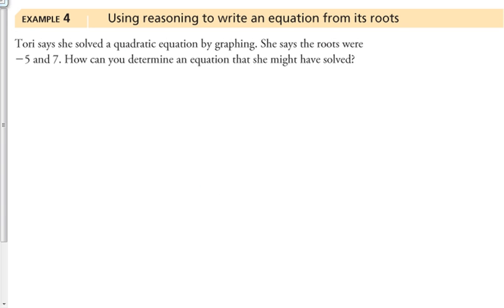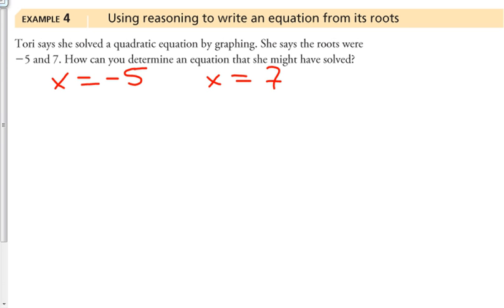Let's do another example. Using reasoning to write an equation from its roots. Tori says she solved the quadratic equation by graphing. She says the roots were 5 and 7. How can you determine an equation she might have solved? So the roots were negative 5 and negative 7. I'm going to write that as x equals negative 5 and x equals 7.